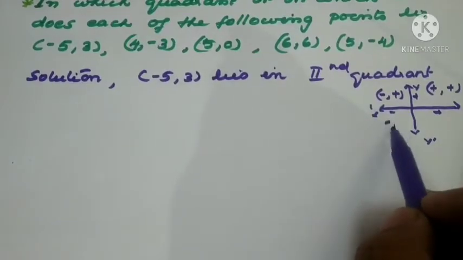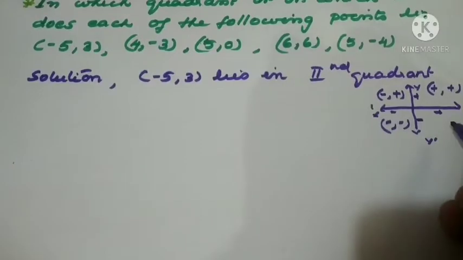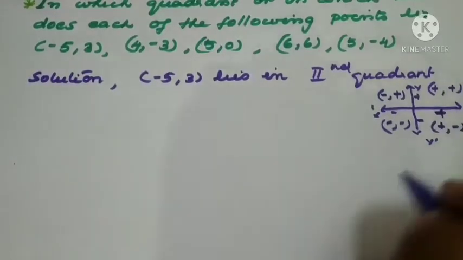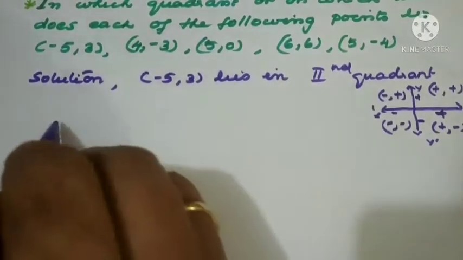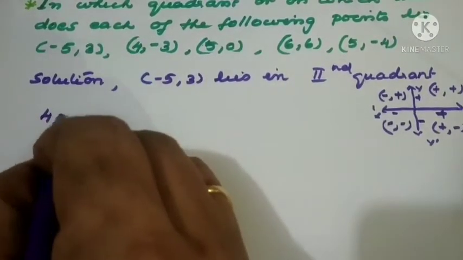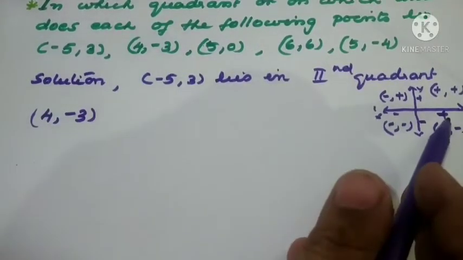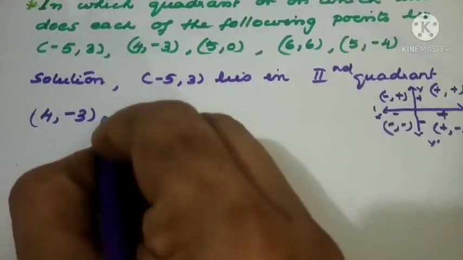Again this is minus comma minus, because this is y dash, that is the minus representation. Now x is plus, so we should tell the x coordinate first, it's a positive sign, then next is negative sign, so plus comma negative. So (-5, 3) lies in the second quadrant. Now (4, -3): 4 is plus and 3 is negative, so the x value is plus and y is negative, it is in the fourth quadrant.